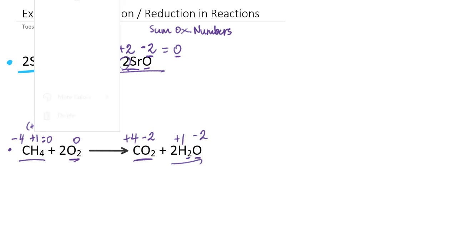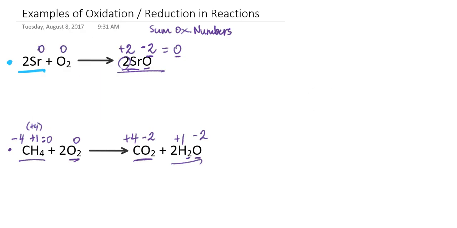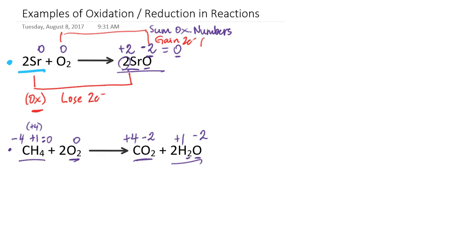Now, let's actually go back and take a look at what's going on in each of these reactions. Notice that for the strontium, its oxidation number is changing from 0 to +2. It's getting more positive. And the reason it's getting more positive is because it's losing 2 electrons. And if you recall, oxidation is the loss of electrons. If we take a look at the oxygen, oxygen is going from 0 to -2. It's gaining negative charge, or gaining 2 electrons. So that means that the oxygen is being reduced.